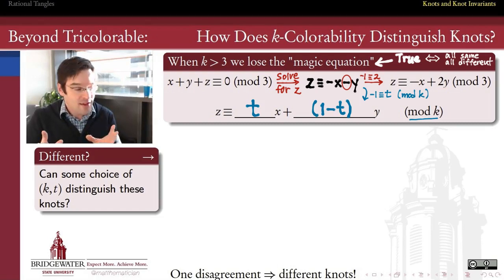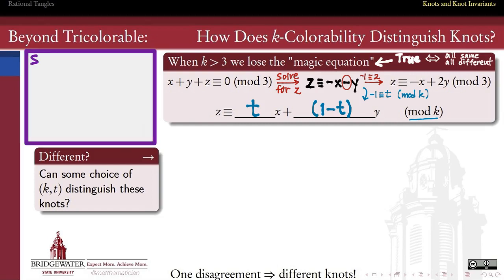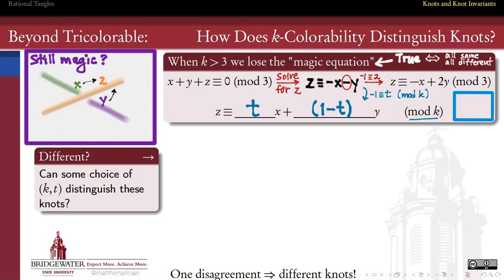So what I want to do next is look at why this particular equation is the right equation to use, because it's going to have that same magic property that our magic equation for tricolorability had. So why was this the right choice? Let's ask the question, is this equation still a magic equation?